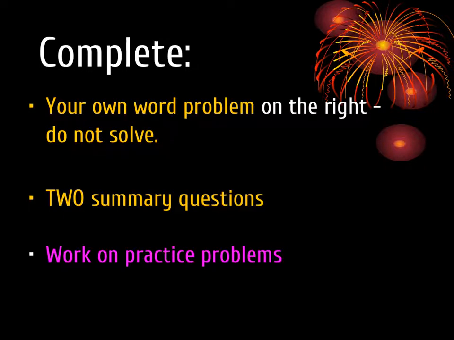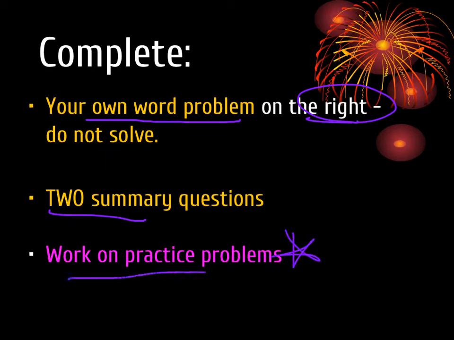Before the notes are totally complete, make sure you create one of your own word problems on the right-hand side. Come up with some kind of object and fill in 2 of the 3 variables in your word problem, leaving the third one there to be solved for. You do not need to solve it, but you want to write the word problem. You do have 2 summary questions, so make sure you answer those, and you should then have some practice problems to complete for class.